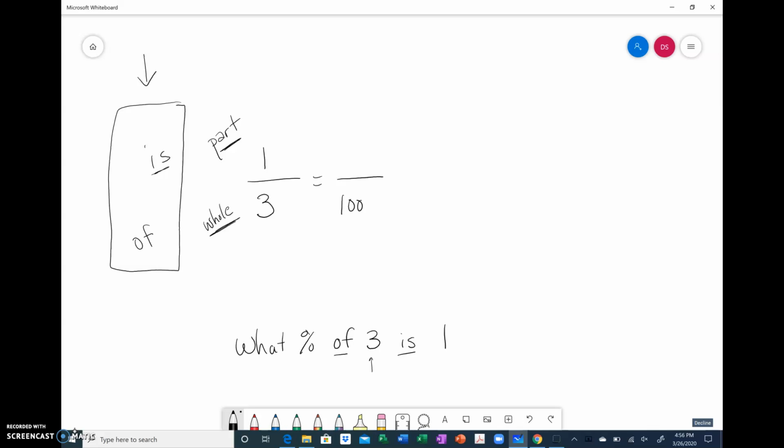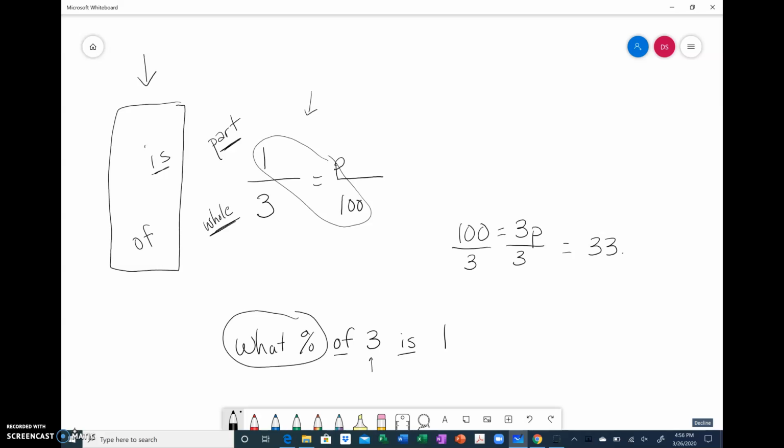But you can only have one variable or you can't solve. In this case, the variable, the one we don't know, is the P. What percent? They're asking you that. So this is the proportion that you should set up. Cross multiply: 1 times 100 equals 3p. Then you would divide both sides by 3, and you would get 33 and a repeating 3, or 33 and a third. And you will see that is the answer to example 1.